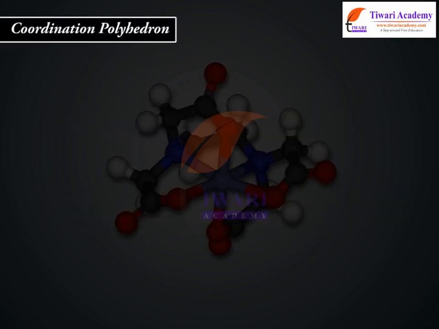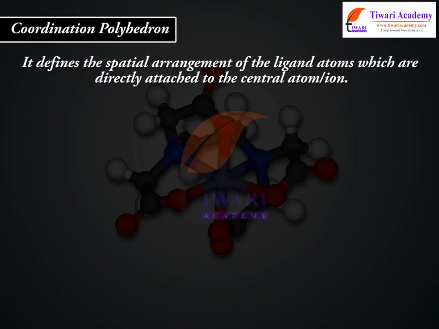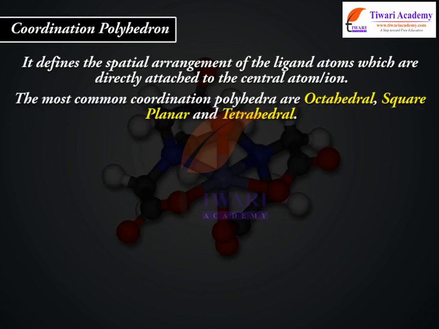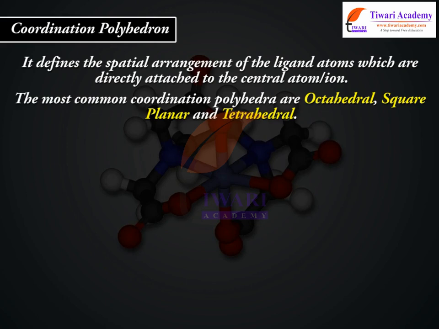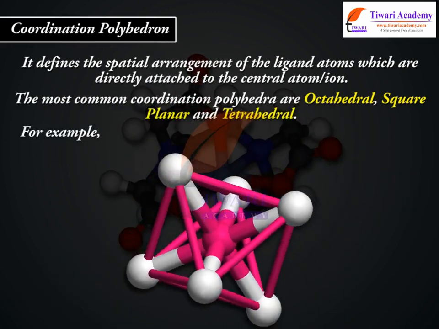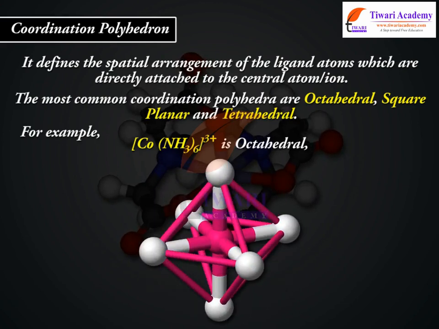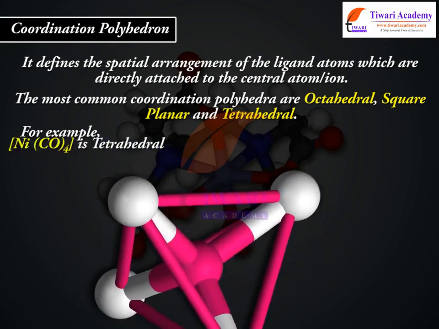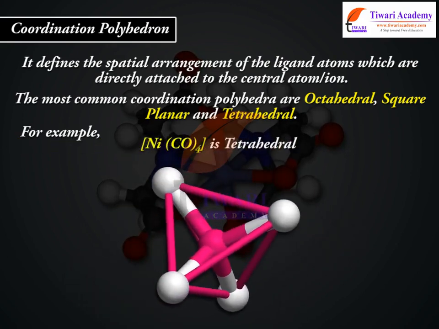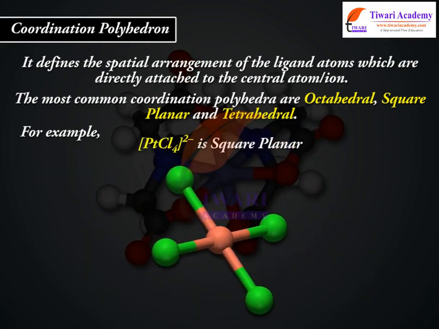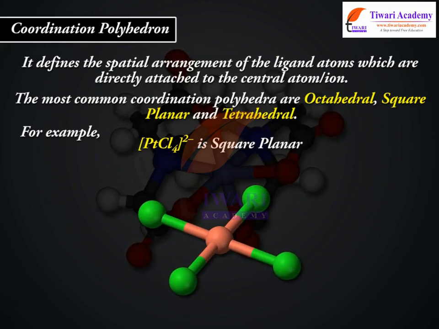Coordination polyhedron. It defines the spatial arrangement of the ligand atoms which are directly attached to the central atom or ion. The most common coordination polyhedra are octahedral, square planar and tetrahedral. For example, [Co(NH3)6]3+ is octahedral, [Ni(CO)4] is tetrahedral and [PtCl4]2- is square planar.